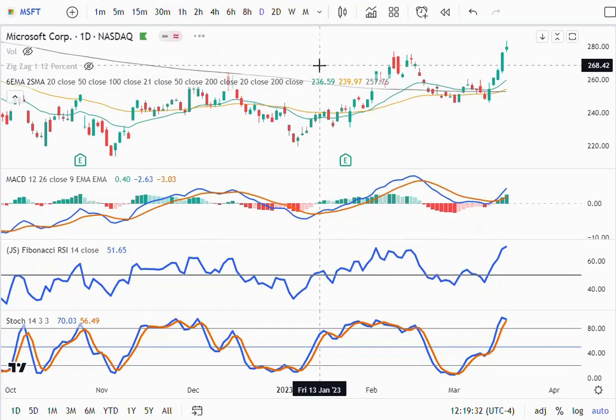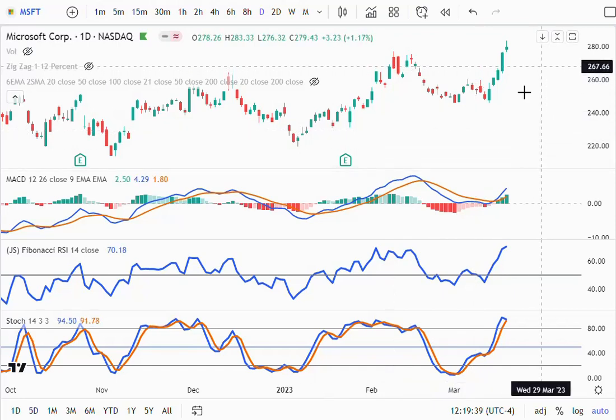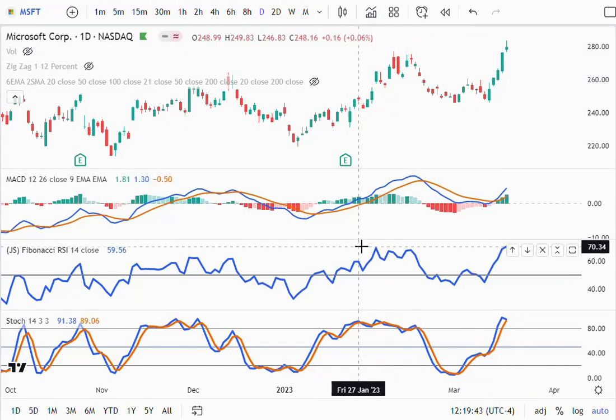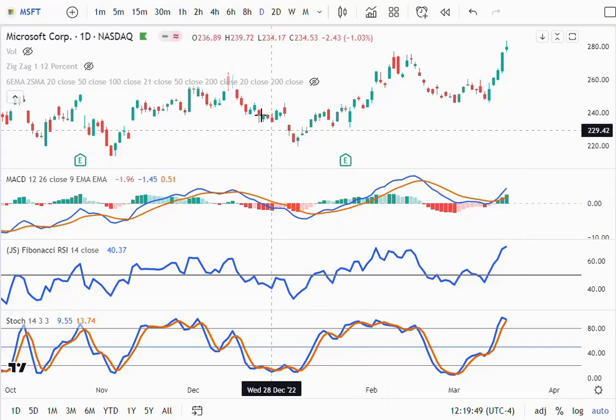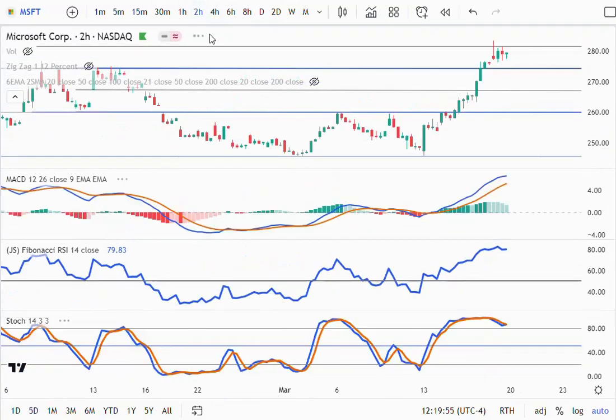But coming back to a daily basis, obviously there is potential for some profit taking because it had a big run up. RSI at this level usually comes with some profit taking. So what about some of the levels we should be looking at? Let's look at the 2-hour basis so we can see what the levels are.